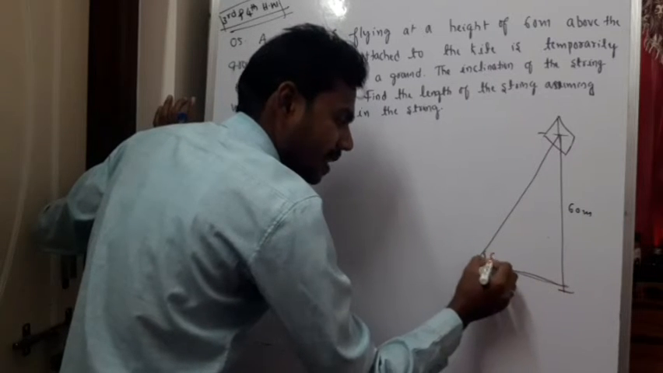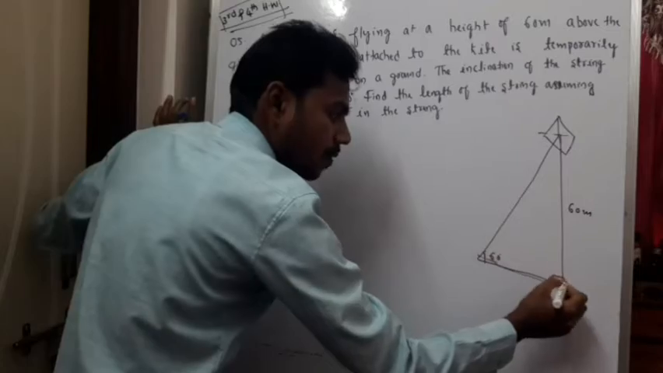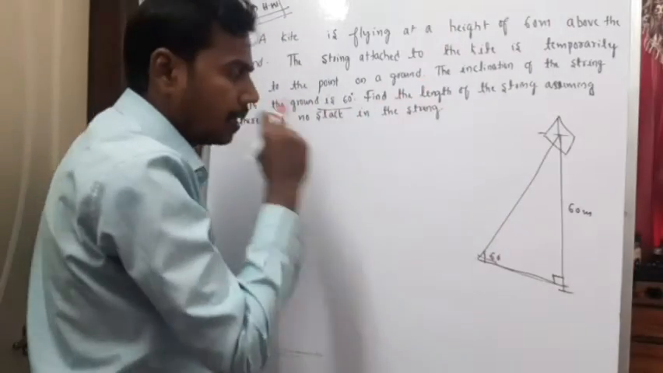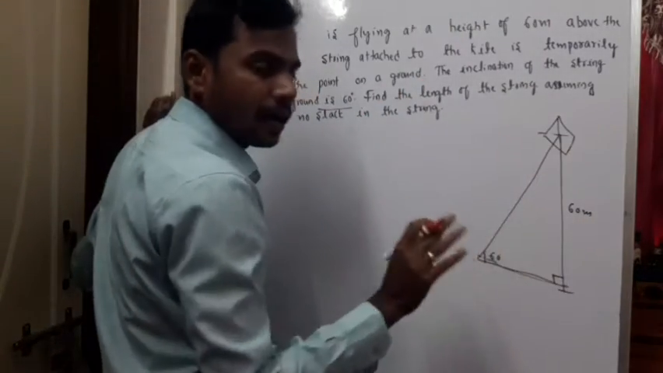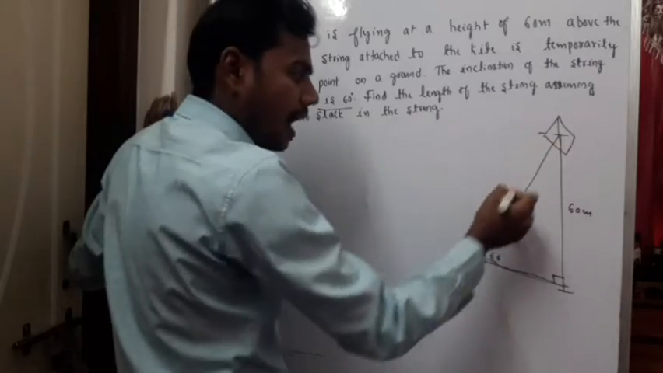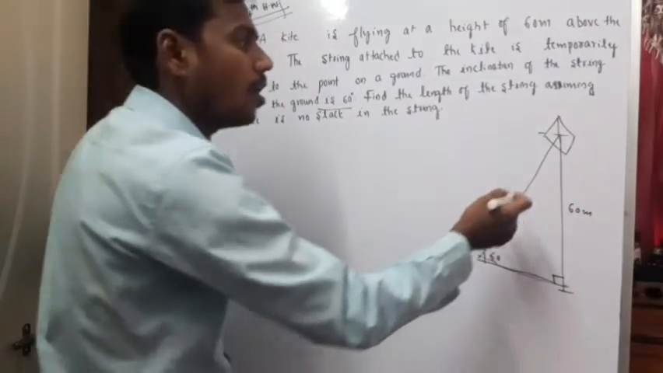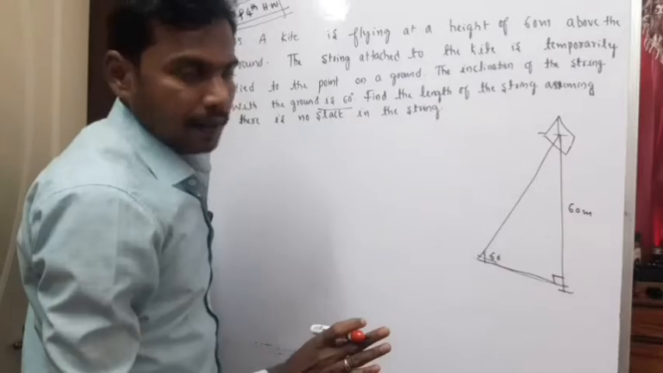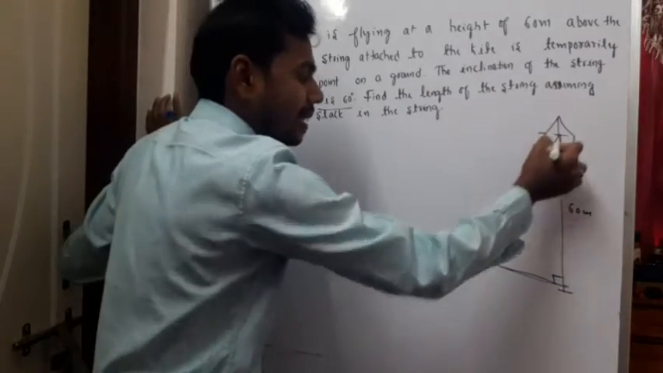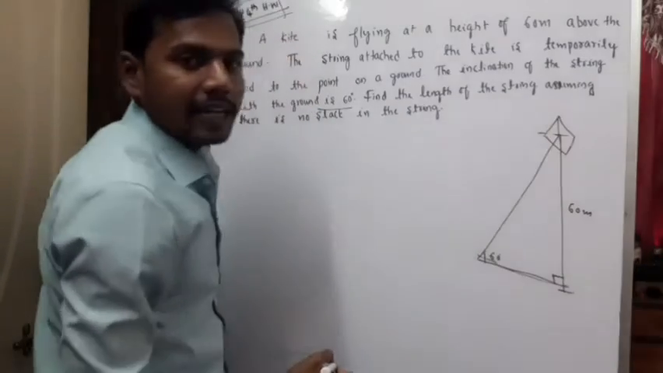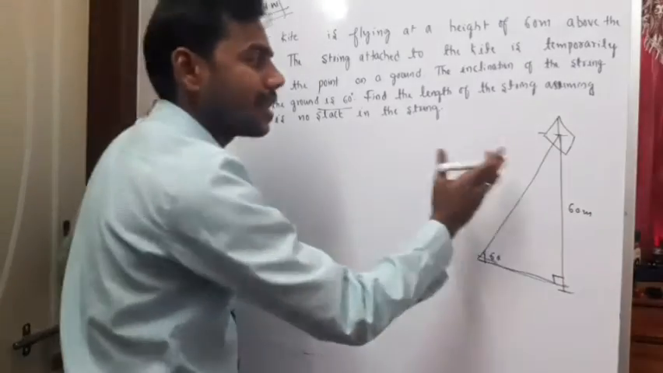So this is 60 degree. This is the vertical height of the kite, and this string is tight and there is no slack, which means it is not loose. It is tightly connected to the kite.